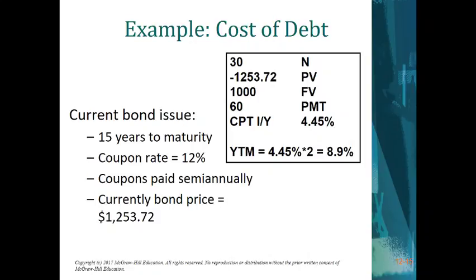All right, so here's an example. We've got a current bond issue, 15 years to maturity. Coupon rate is 12%. Coupons are paid semi-annually. Current bond price is at a premium of $1,253.72. And so you can figure out the yield to maturity, and in this case it would be 4.45%. And then that's semi-annually, so you multiply that times 2, and you come up with an annual yield to maturity of 8.9%.